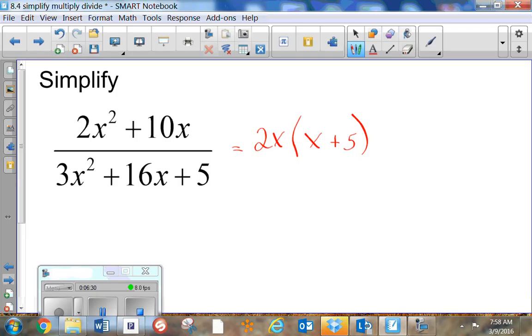How many factors did I end up with up there? Factors, I have 3. Got a 2 times an x times an x plus 5. So if this bottom one has a 2 or an x or an x plus 5, I can cancel it out.